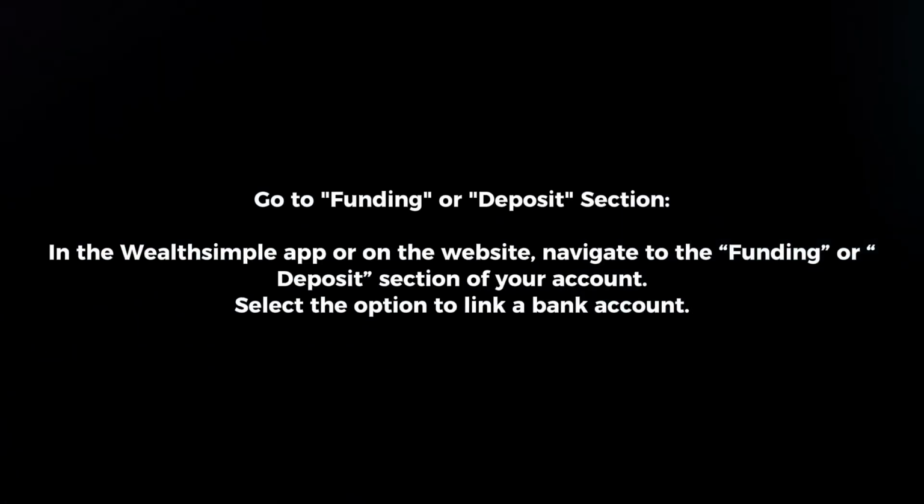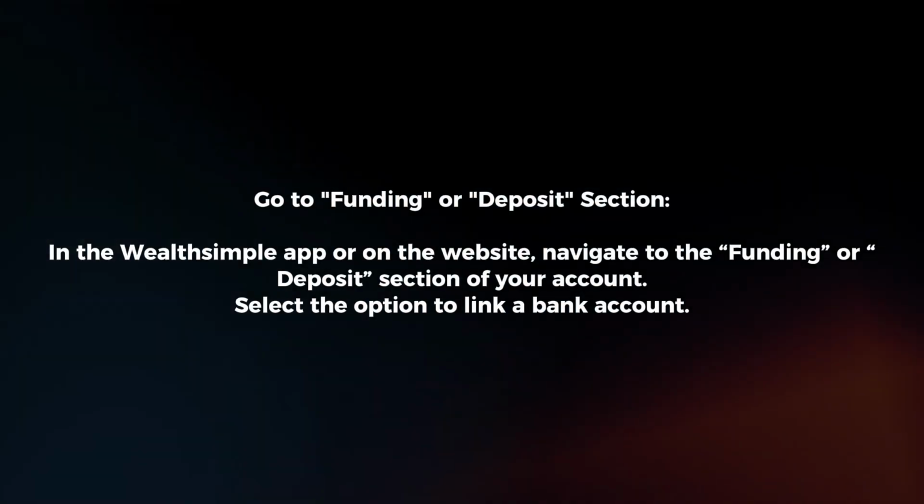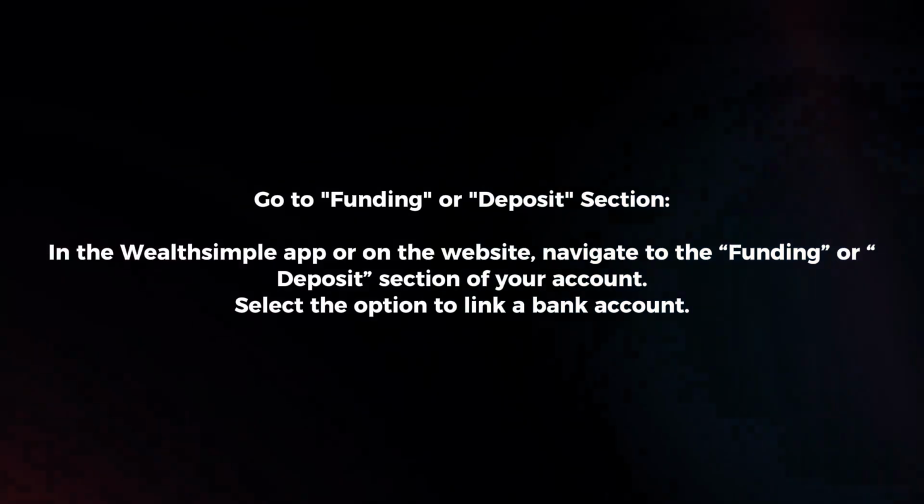Go to Funding or Deposit section. In the Wealthsimple app or on the website, navigate to the Funding or Deposit section of your account. Select the option to link a bank account.